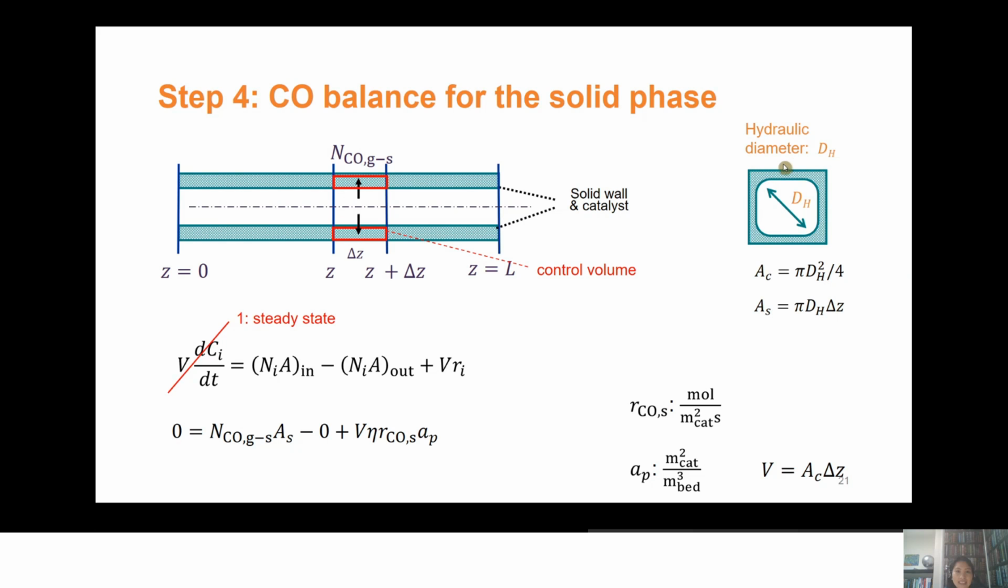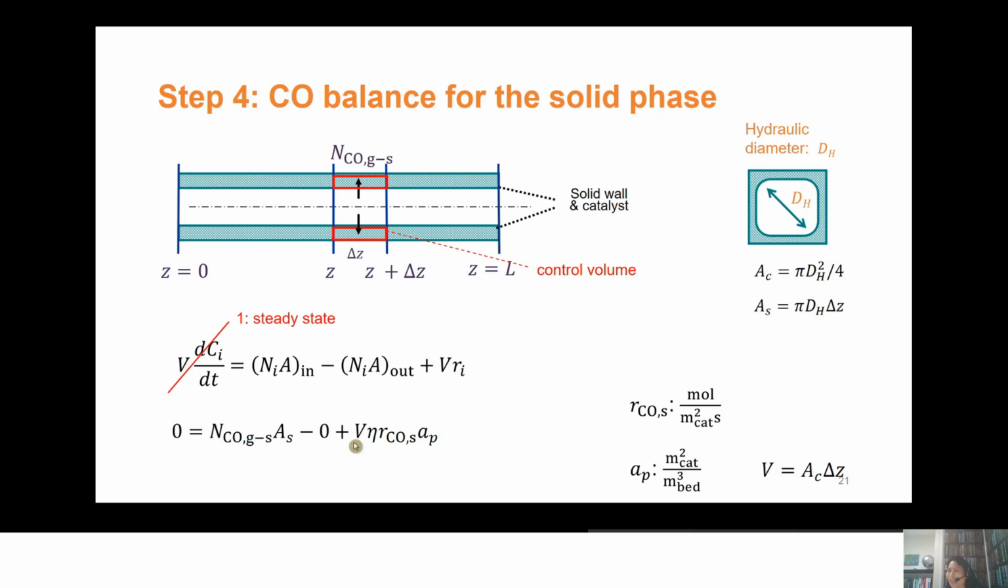If we assume that the thickness of the catalyst layer is much smaller than the diameter of the channel, then we can take the volume to be AC, the cross-sectional area of the gas phase channel, times the thickness of our control volume, times the length of our control volume. So we can define V, the volume of the bed or volume of a single channel. We're just doing it for one channel. This is just AC times dz. I hope that's clear.